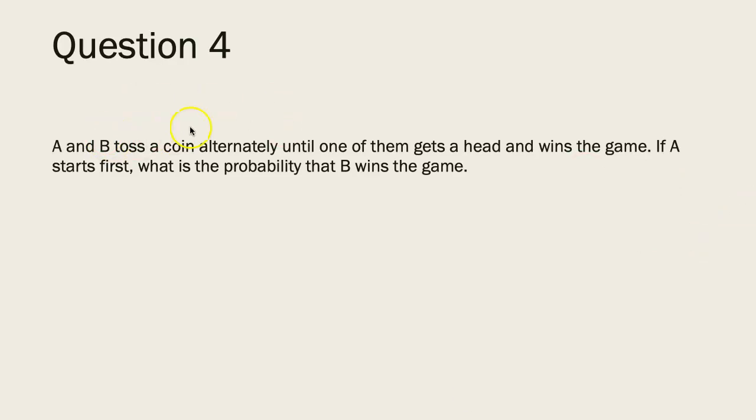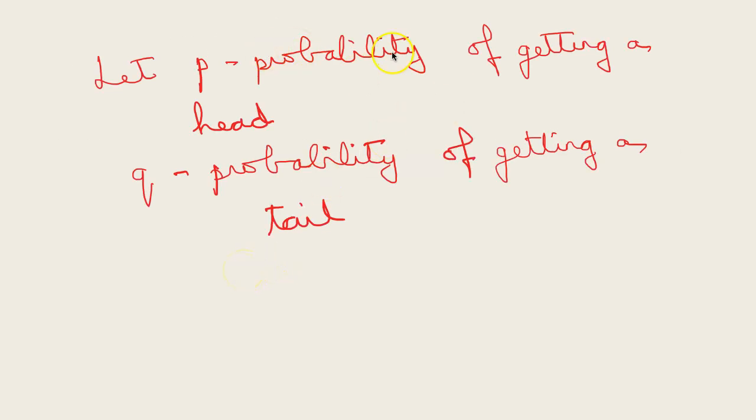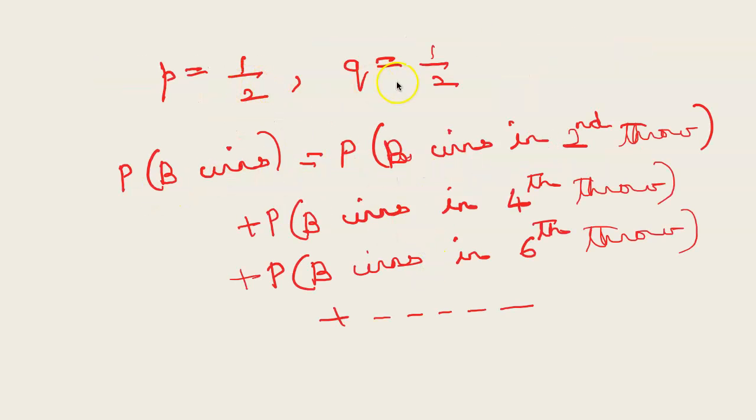Question 4. Now this is a special type. A and B toss a coin alternately until one of them gets a head and wins the game. If A starts first, what is the probability that B wins the game? So let P be the probability of getting a head and Q be the probability of getting a tail. So P is half and Q is half. Now, the probability that B wins, if A starts the game.